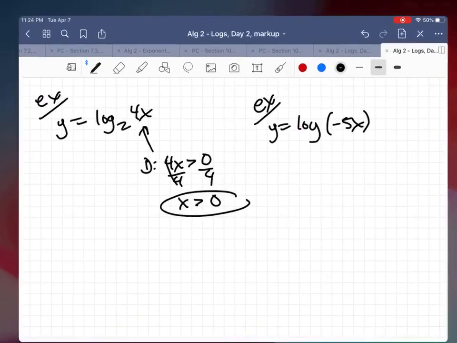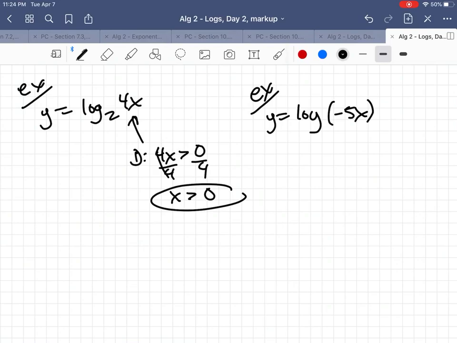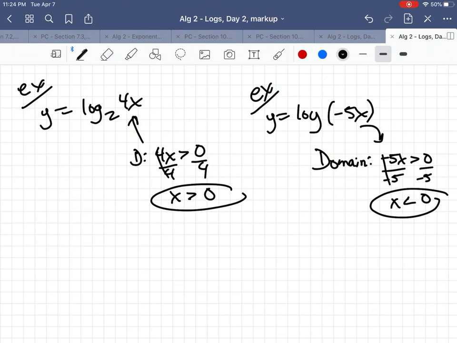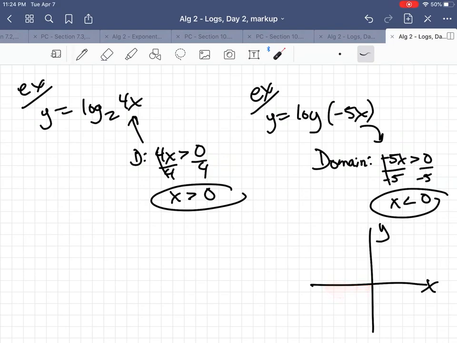All right, and that happens because if I want to tell you the domain of this thing, I would take this part, negative 5x has to stay greater than 0, but when I divide both sides by negative 5 to solve this, I get x, then the inequality flips around, and I get 0 over here. So there's my domain now. That means that when I have my xy axis, the graph is to the left of 0, instead of over here, where that one is to the right of 0.